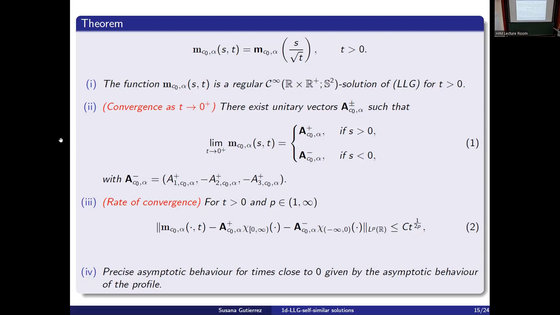But the limiting vectors are not antipodal. Yes, and that is it. No, but okay, there is a sign missing there, perhaps. They are not. The first component is plus, and the other ones are minus. It's not antipodal.